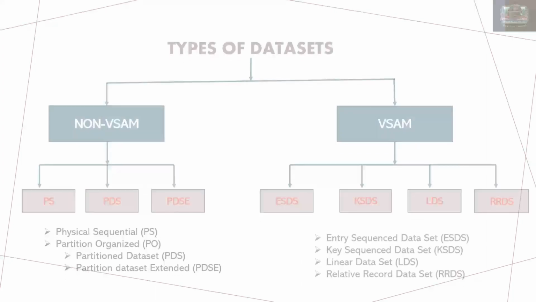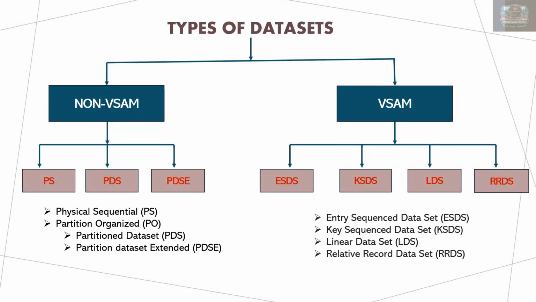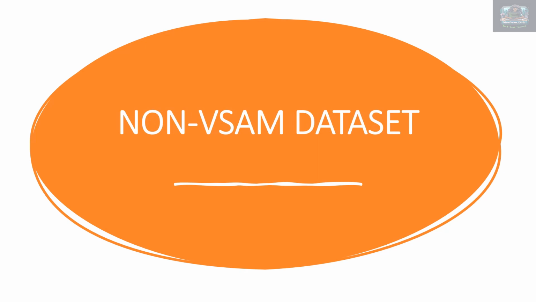Till now, I explained how we create a data set, what a data set is, and the naming conventions of data sets. But there are many types of data set according to the requirement in the mainframe. There are 2 main types: non-VSAM and VSAM, and under those we have 3 and 4 types. The non-VSAM types are physical sequential, PDS and PDSE, and the VSAM types are entry sequence dataset, key sequence dataset, linear dataset, and relative record dataset.